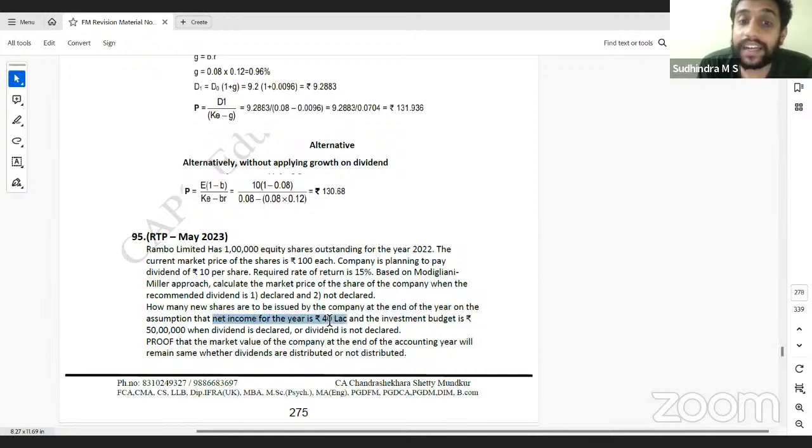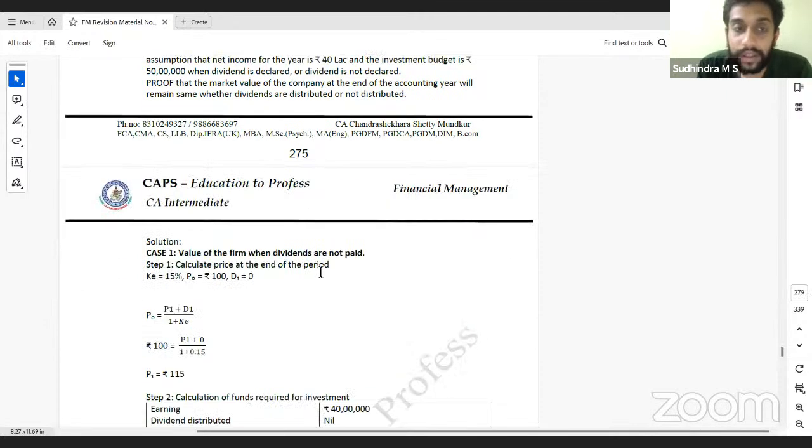How many new shares are to be issued by the company at the end of the year on the assumption that net income is 40 lakh, investment budget is 50 lakh. So I minus E minus N into D1, that's the formula, right? When dividend is declared or dividend is not declared, in both scenarios you have to calculate the number of shares. How do you get P? You will calculate market price. Proof that market value of the company at the end of the accounting year will remain the same whether dividends are distributed or not distributed. Anyhow, once you calculate market price, you will get that proof.